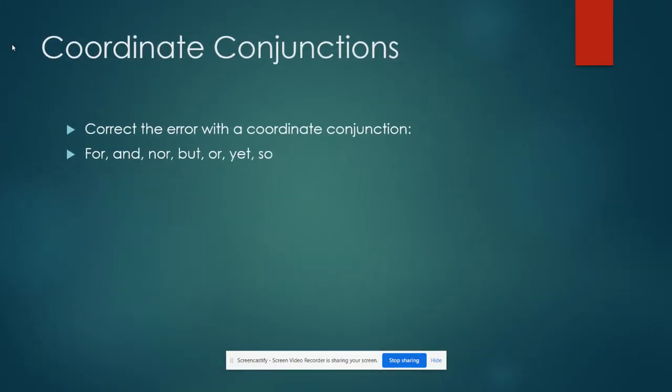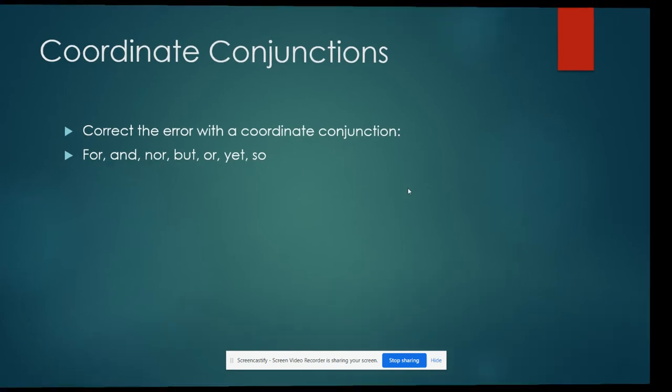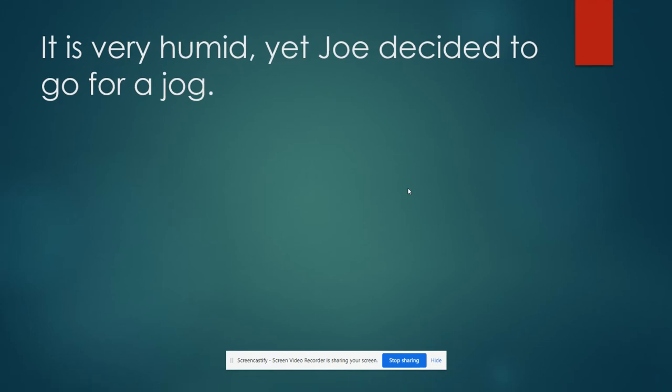So one of the ways that you can correct the error of the comma splice and the run-on sentence is by using one of the coordinate conjunctions along with a comma. And the coordinate conjunctions, remember, are the fanboys. We said, here we go, for, and, nor, but, or, yet, and so. See how we have fanboys. Cute, right? All right. So here we go. It is very humid, comma, yet Joe decided to go for a jog.